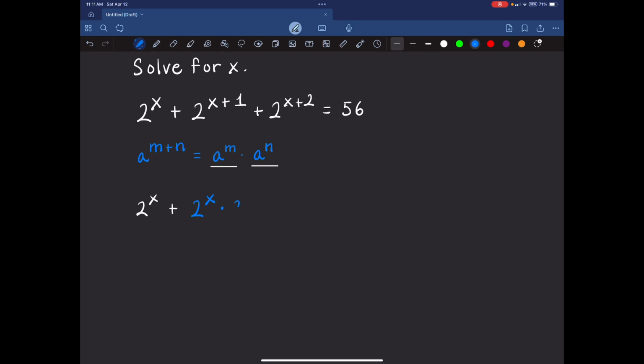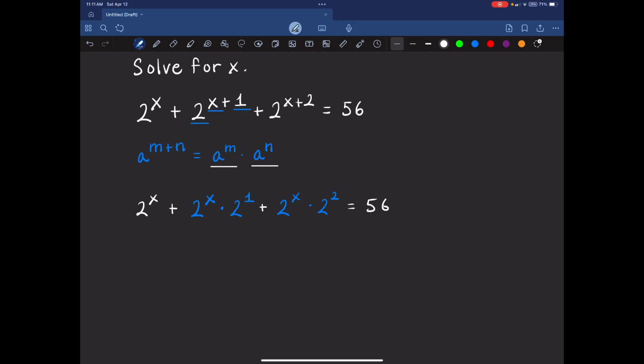Well, a is 2, and our n here is 1, right? These just correspond to these values. This is our a, this is our m, and this is our n. And so we can directly make that substitution knowing this exponent rule. So now let's do it with the last term of this equation, and we can write it the same way. Our a here is 2, and our m is also x, but this time our n is 2, not 1. So that's how we can rewrite this equation.